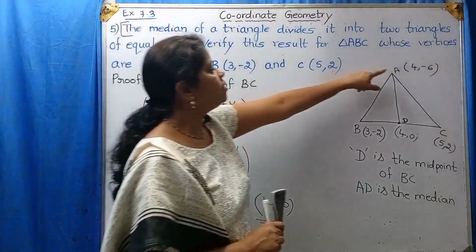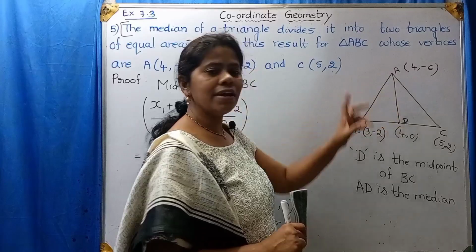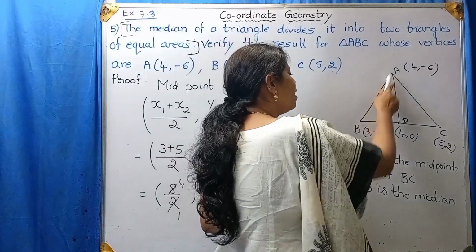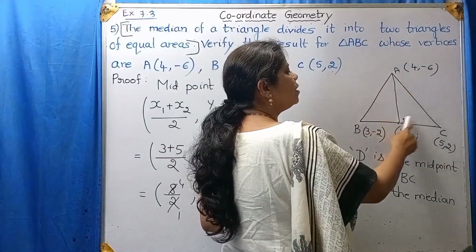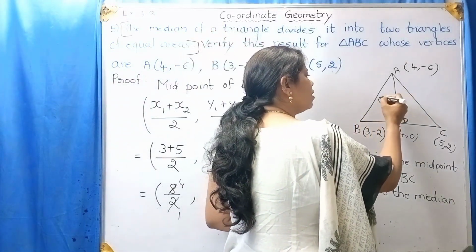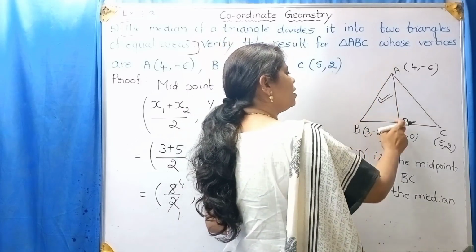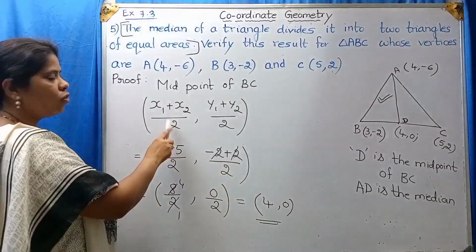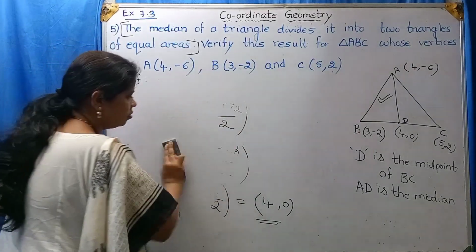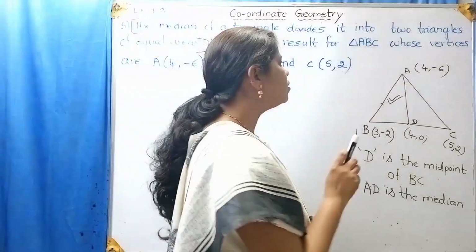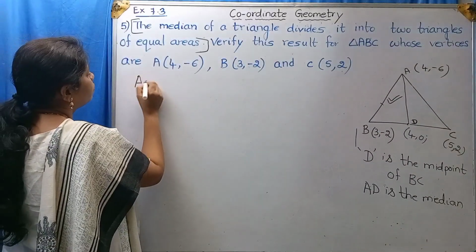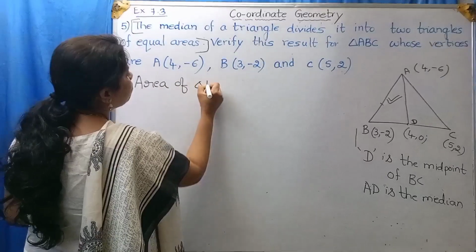Now, when we connect AD it has divided the whole triangle into two triangles, that is ABD and ADC. Now, to prove this problem, let us find out the area of this triangle, that is ABD. Let me rub the board, you can copy down. Now let us find out the area of triangle ABD.